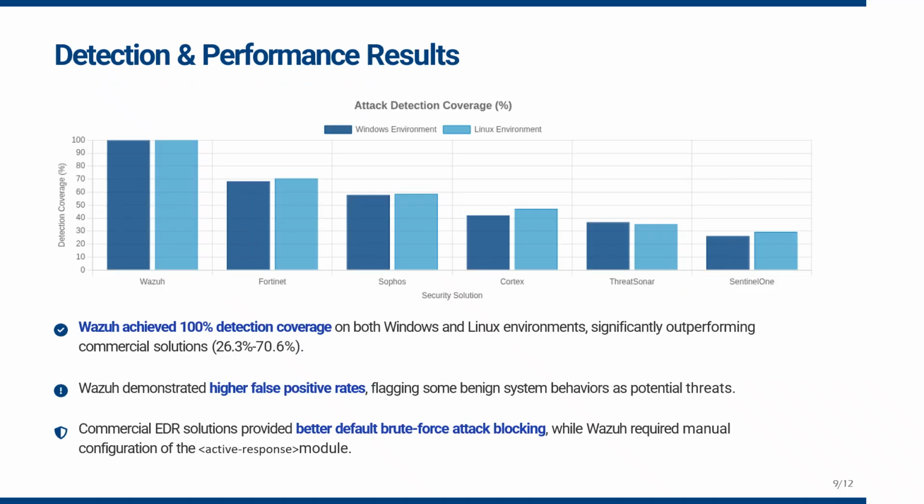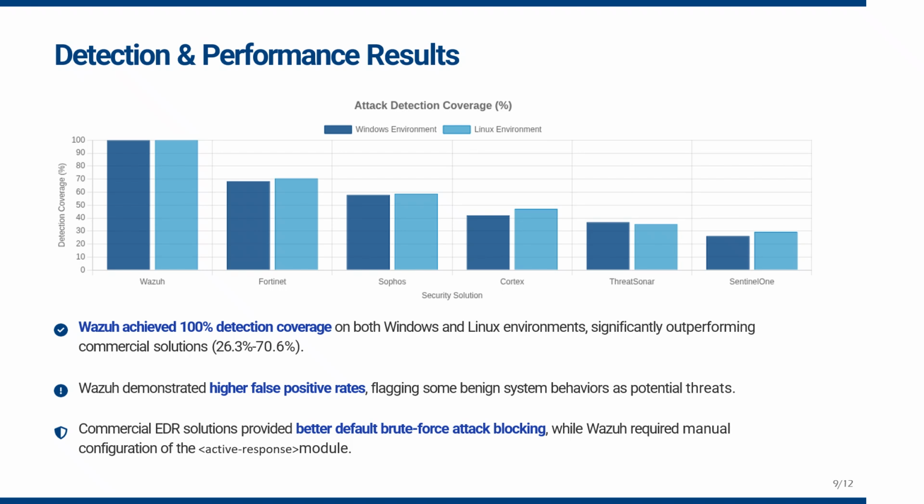Now, let's examine our key findings. The results were quite remarkable, and in some cases unexpected. Wazuh achieved 100% detection coverage on both Windows and Linux environments, significantly outperforming all commercial solutions. Commercial solutions range from just 26.3% detection rate for SentinelOne to 68.4% for Fortinet in Windows environments. In Linux environments, the range was 29.4% to 70.6%.